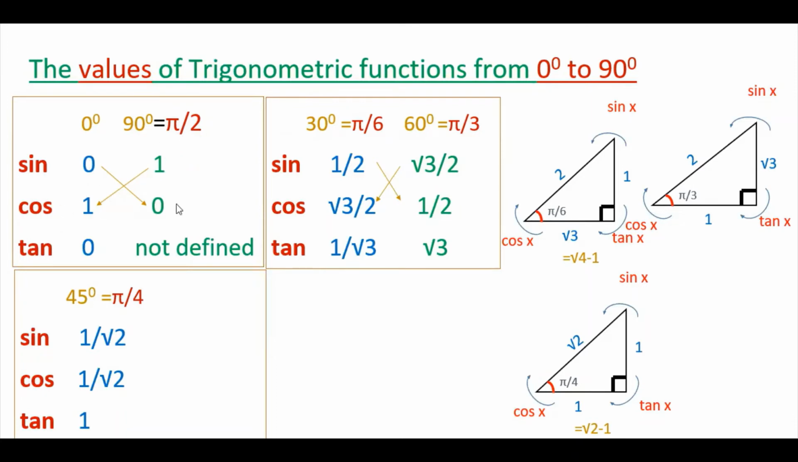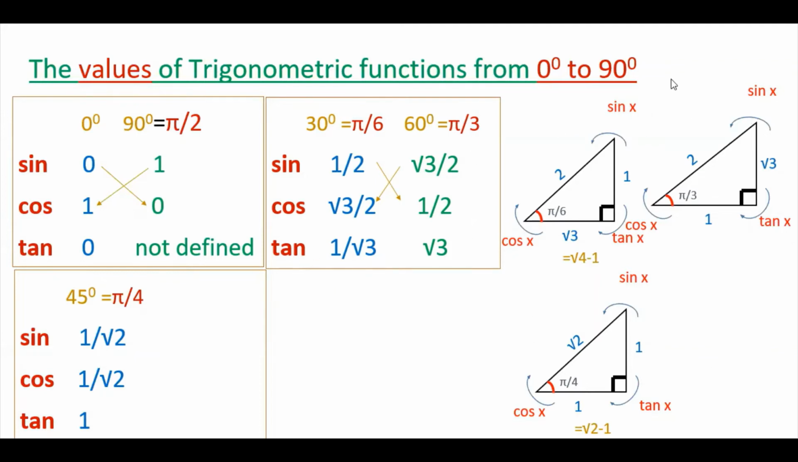And similarly, if you reverse this, cos 0 is 1 and cos pi by 2 is 0. Similarly, tan 0 is 0 and tan pi by 2 is not defined. Similarly, here sine 30 degrees, that is pi by 6. You have to remember in terms of radians. So sine pi by 6 is 1 by 2. Sine pi by 3 is root 3 by 2. If you reverse these, cos pi by 6 is root 3 by 2 and cos pi by 3 is 1 by 2. And tan pi by 6 is 1 by root 3 and tan pi by 3 is root 3.